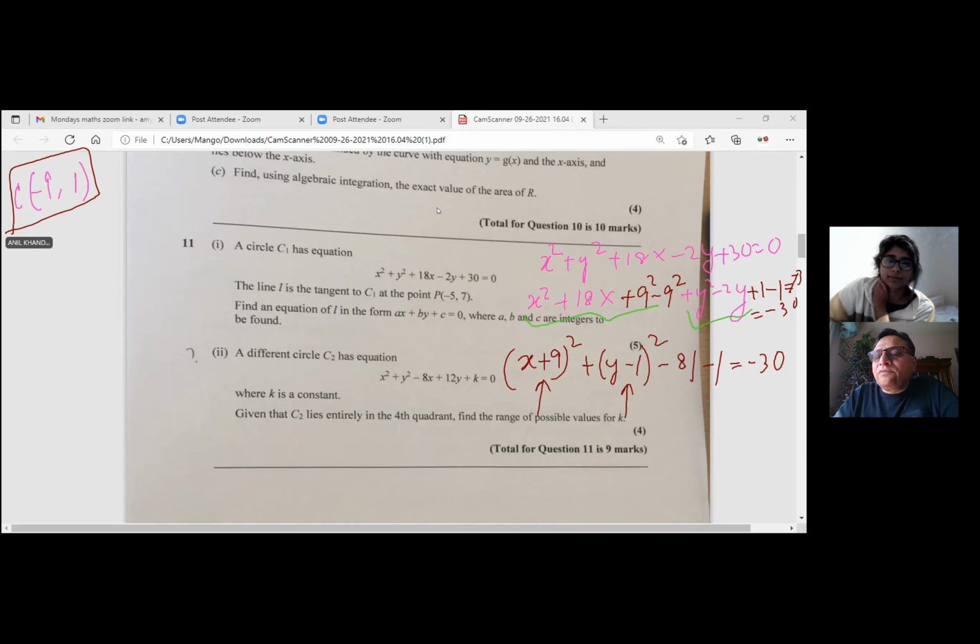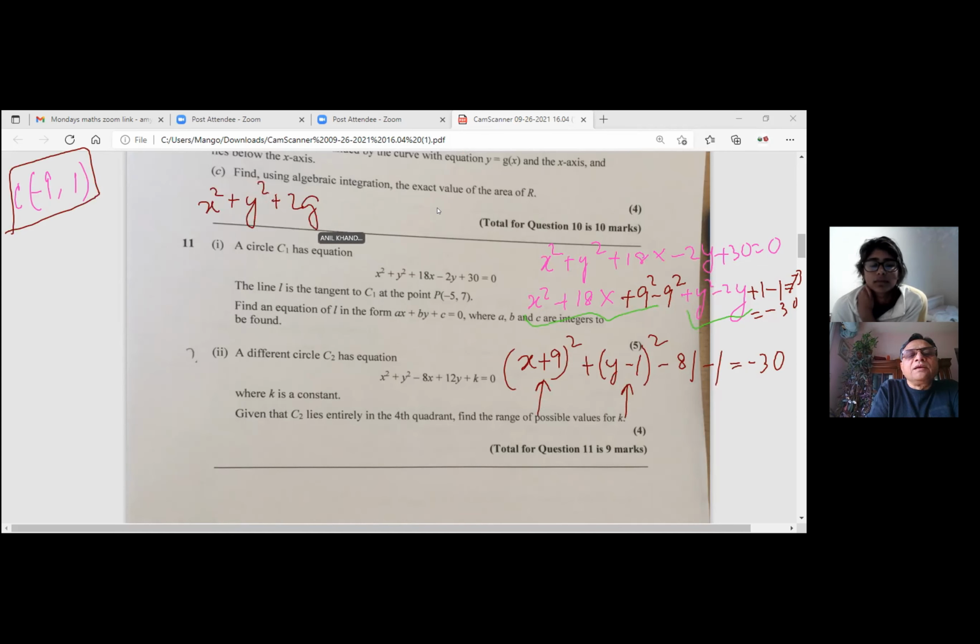So the shortcut method which Amy is using is very effective. We use the equation x squared plus y squared plus 2gx plus 2fy plus c equals 0, where the center is at (minus g, minus f). Is that clear to you? So it's half of the coefficient of x with a negative sign, and half of the coefficient of y, sorry, this was y, right?